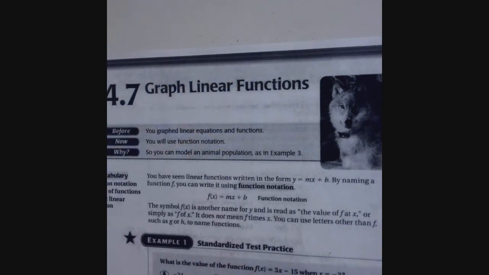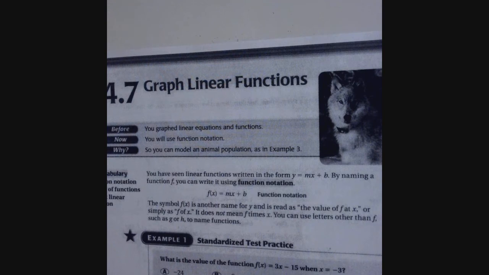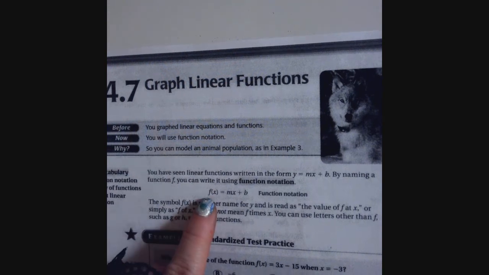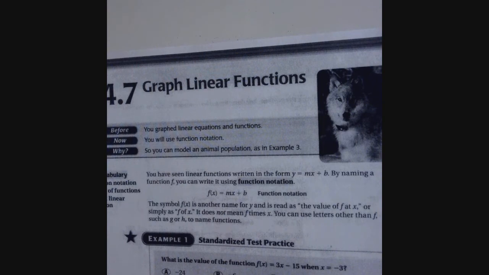You can use letters other than f, such as g or h, to name functions. So f is just put here to refer to this function as an f. But we could have a g, we could have a d, we could have a b, it doesn't matter. Sometimes when you have two functions, you call one g, one h. So that's just a way that you understand what the function's called, and if you have more than one, that you can differentiate between the two of them. Okay, so we're going to go on now, and we're going to find the value of a function.